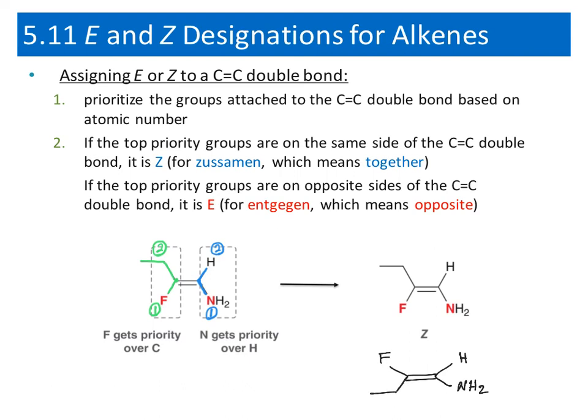However, if I redraw this structure, okay, so again on this carbon, nitrogen gets number 1, hydrogen is number 2, and on the second carbon, fluorine is number 1, ethyl is number 2. Now the top priorities are on opposite sides. So I have the E isomer here. This is how we assign E and Z to a double bond with 4 different groups attached to it.